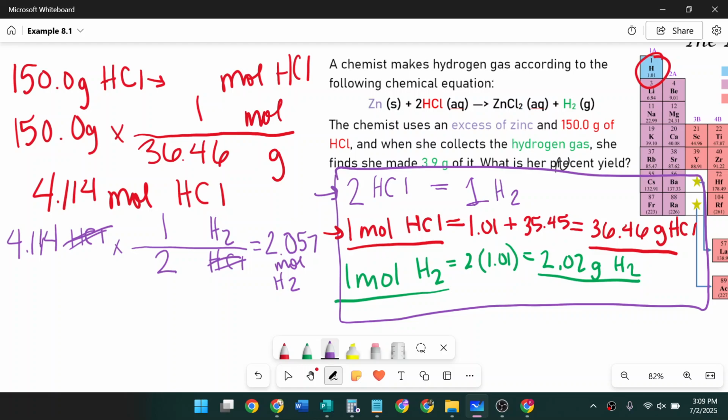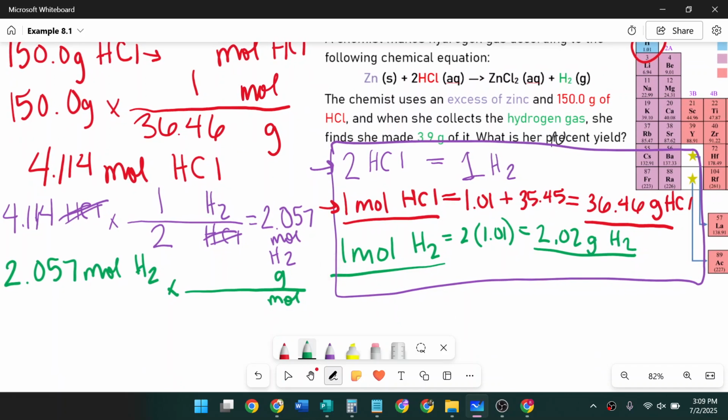They told us how many grams she got, so we need to convert these moles into grams. You see in the process here, 2.057, that's in moles of H2, but we're going to use our conversion relationship and turn our moles into grams. So this time we're using our conversion relationship for moles. I guess I will label a little bit, it'll probably help. So 1 mole is 2.02 grams.